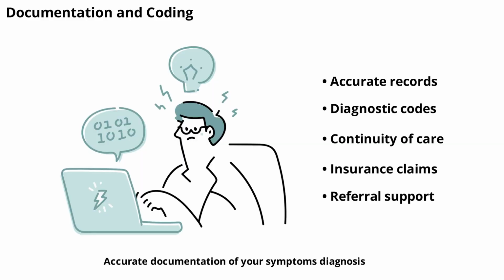Accurate documentation of your symptoms, diagnosis, and treatment plan is essential for quality care and insurance purposes. Doctors use specific codes to record your diagnosis in your medical record. This ensures continuity of care and helps with insurance claims and referrals.